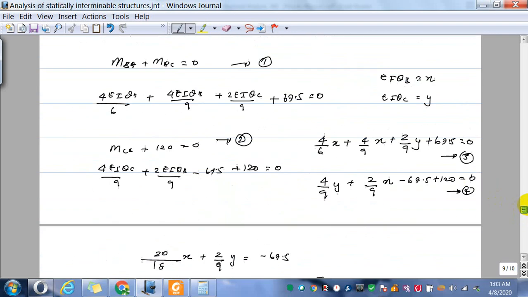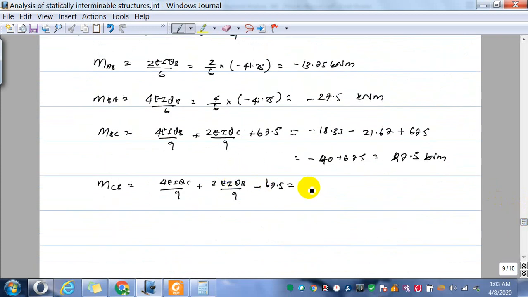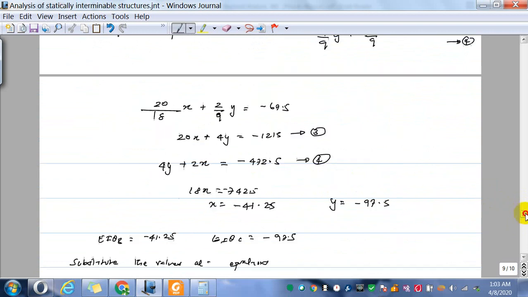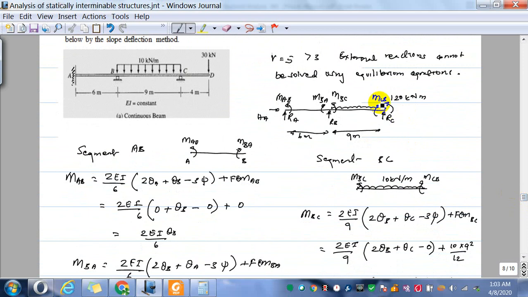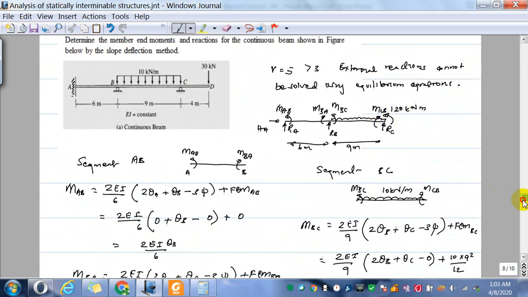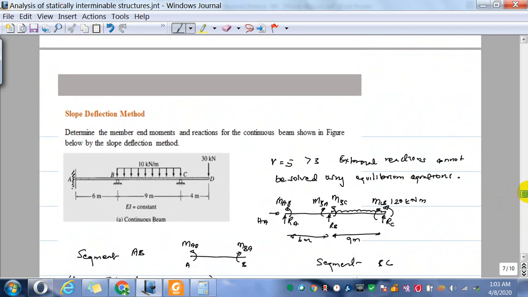So when you substitute this value, you will get a value like minus 120 kilonewton meter, because the sum of these two should be equal to 0. The sum of MCB plus 120 is 0. So MCB should be minus 120 to make sure the beam is in equilibrium. So we have got the end moments. Okay, so we got the member end moments, and reactions we need to find.